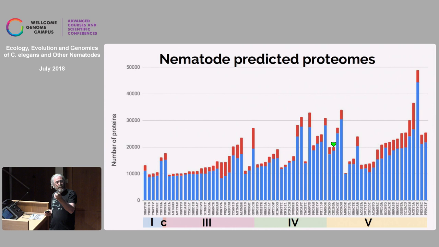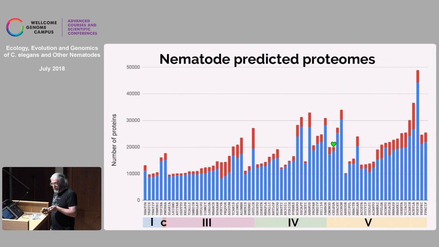This is because people use different prediction toolkits. And so these protein predictions are not all of the same quality, and that's a real problem, because it could mean that if you have a very badly predicted proteome, it results in you making poor inferences about the biology of the organism.